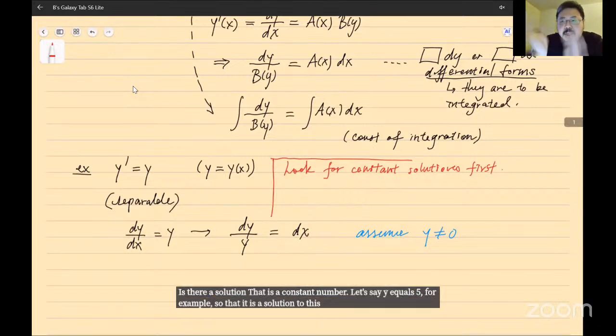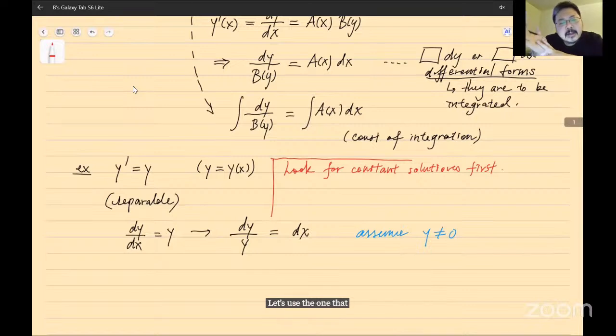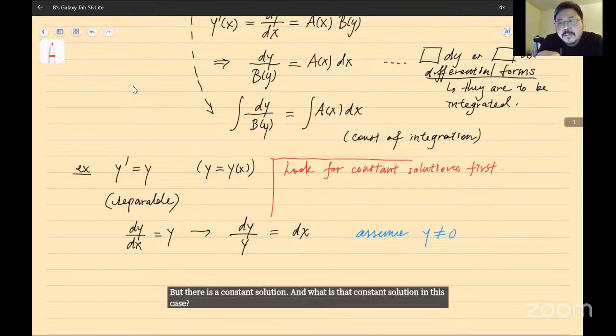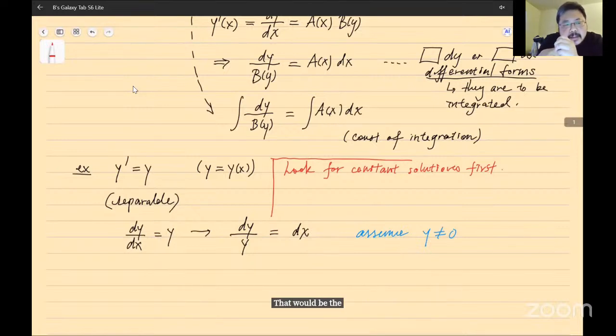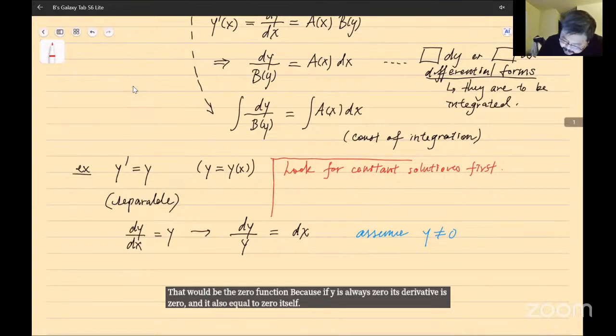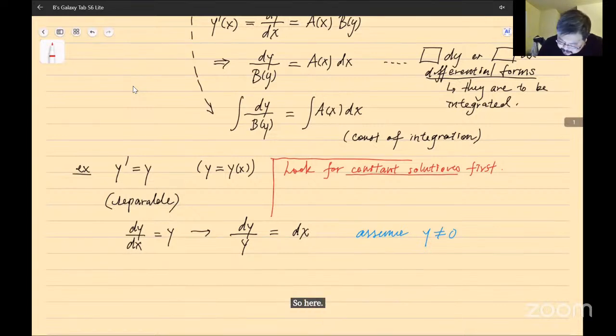Well, let's think. Let's use the one I just said, y equals 5. If y is equal to 5 always, then the derivative of y is 0, but 0 is not equal to 5, so y equals 5 is not a constant solution. But there is a constant solution, and what is that constant solution in this case? That will be the 0 function, because if y is always 0, its derivative is 0, and it is also equal to 0 itself. So this problem does have a constant solution.